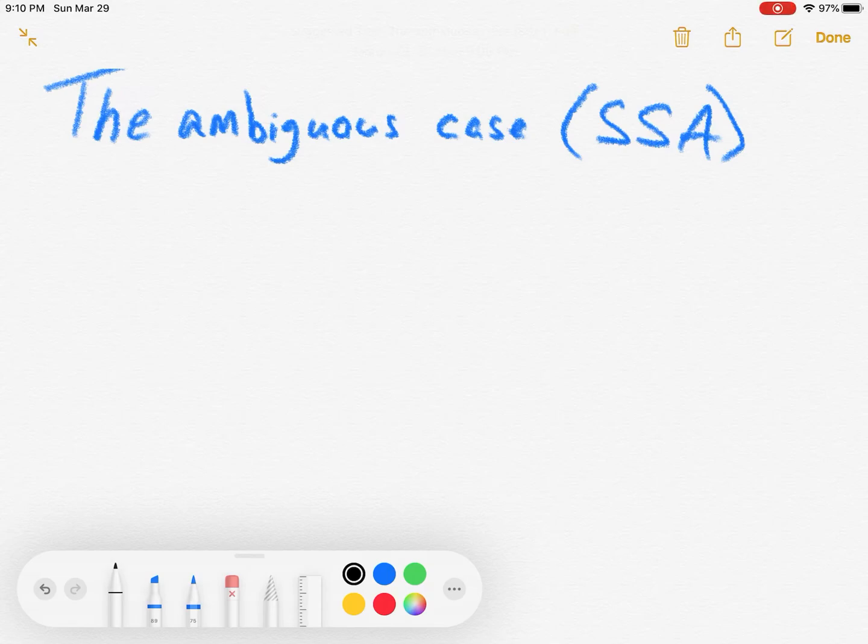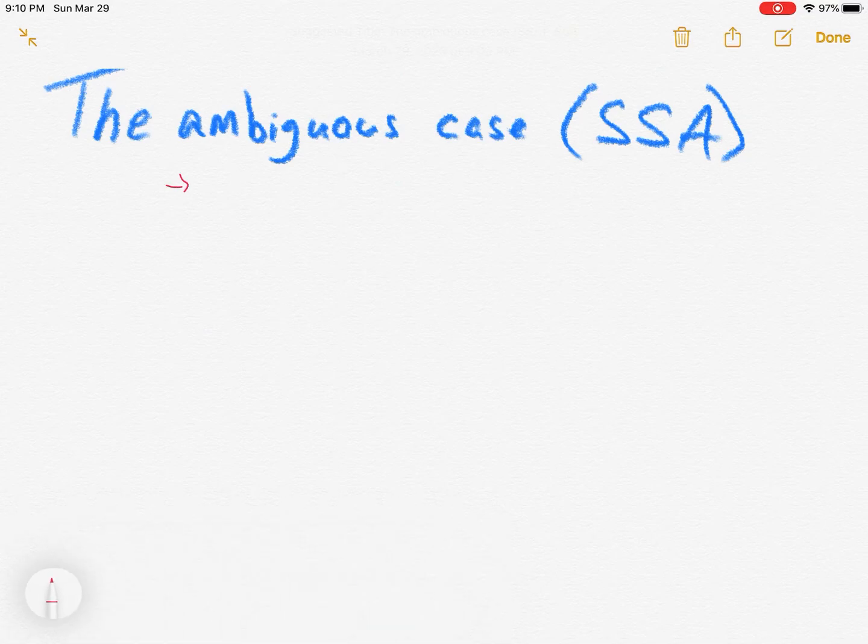Welcome back. Okay, I think my title this time is correct, the ambiguous case. So this, as I said, can have 0, 1, or 2 solutions. So let's do an example.